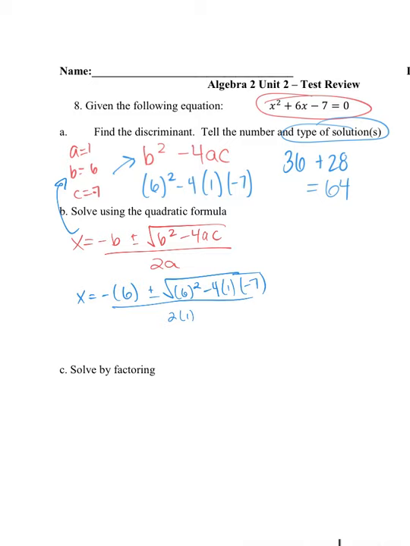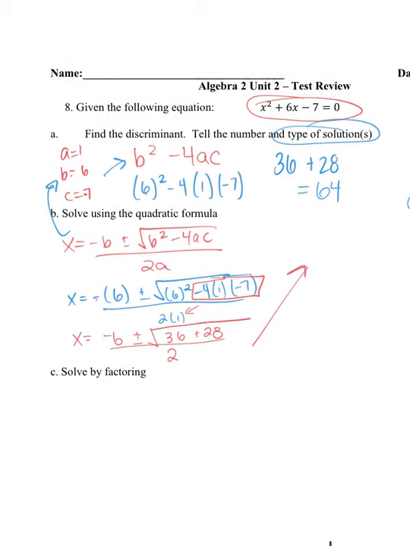Okay? And then all we're doing now is just simplifying. So I have x equals a negative times this positive 6 becomes a negative 6, plus or minus the square root of 6 squared, which is 36. And then I need to go ahead and multiply these three numbers. Okay? And I know that it's 28, all over 2 times 1, which is just 2.